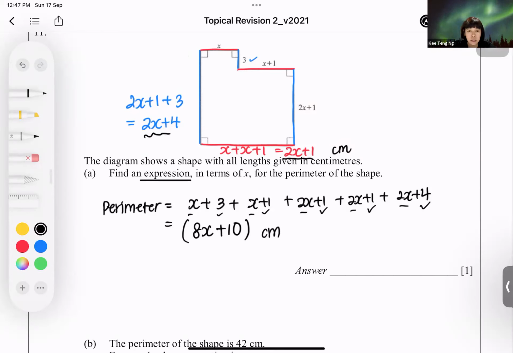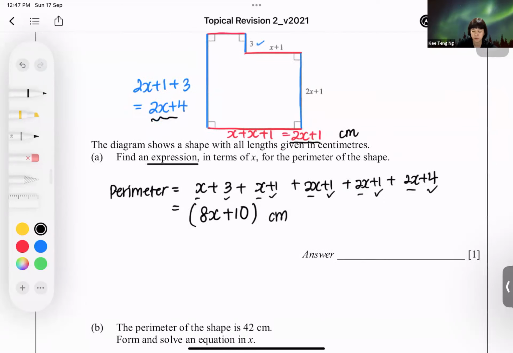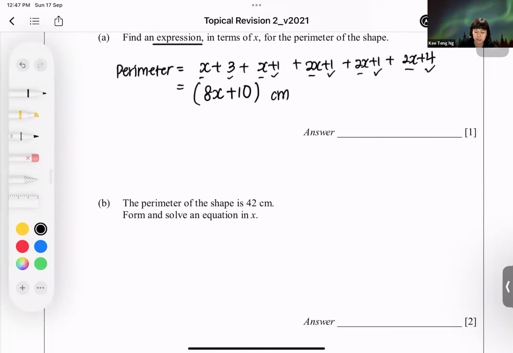Now notice that 8 and 10 have a common factor, but we are not asking for the factorized version. We are also not simplifying the equation, so leave it as 8x plus 10. Do not cancel out or divide with anything. Next, the perimeter of the shape is 42 cm. So perimeter is 42 cm means it is equal.